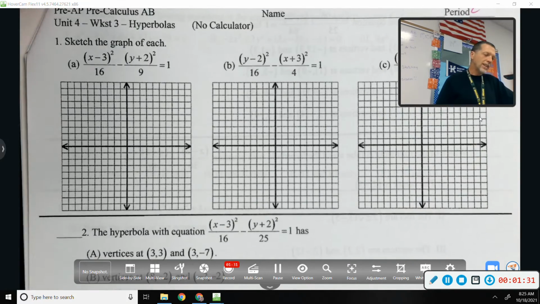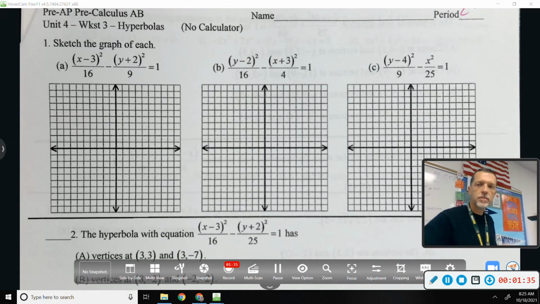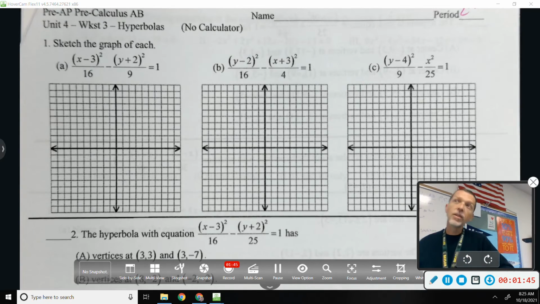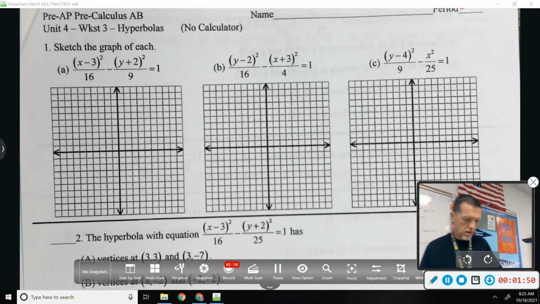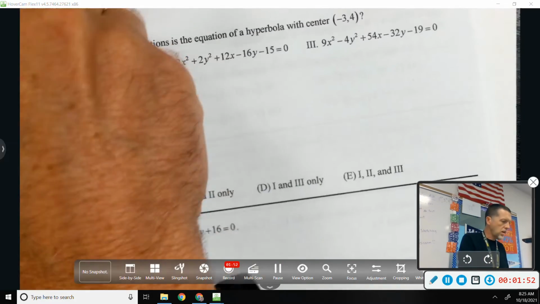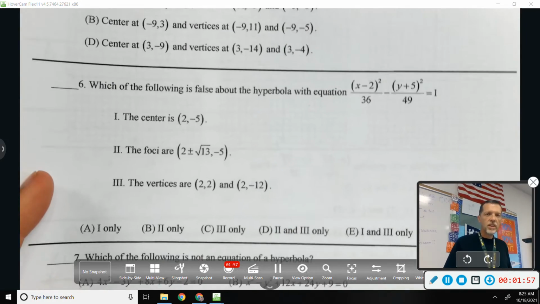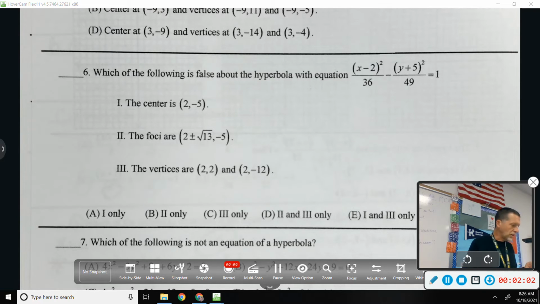But before we do that, let's answer some homework questions. So, worksheet 3, hyperbolas. What questions do you have? Which one? Number 6. Which of the following is false about the hyperbola? Now I'm remembering that I think I was supposed to change one of these, and I wonder if that was the one.